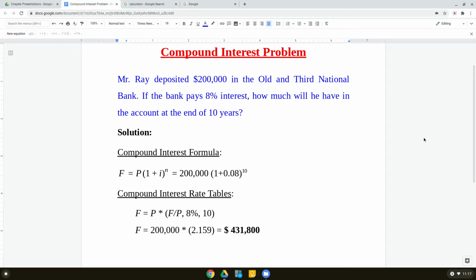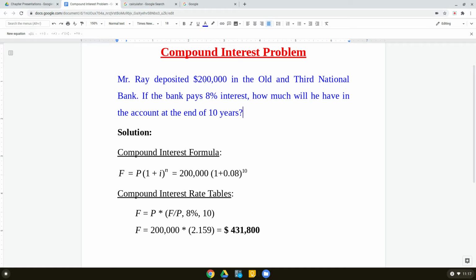In this video, we are going to solve a compound interest problem. So there are two ways to solve the problem. You can either use the compound interest formula or you can use something called compound interest rate tables. But before I talk about that, let's read the problem.